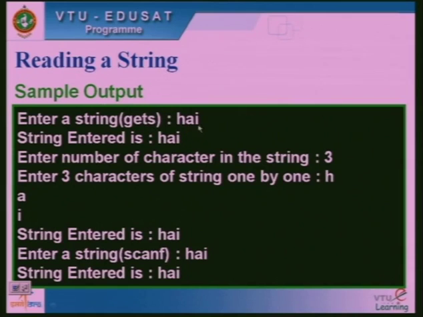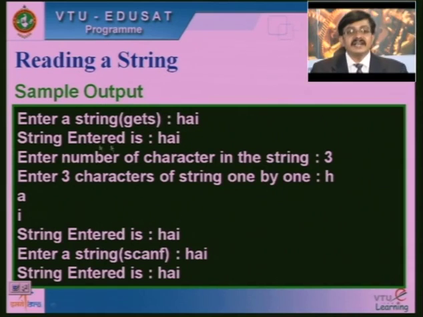The output of this code will be like this. Enter a string via gets: if I enter HAI, then the string entered is HAI, printed over there. For the same string, when I read character by character, I have to know the number of characters present in the string. Enter the number of characters in the string: it is 3 characters, so I mention 3. Then enter 3 characters of the string one by one.